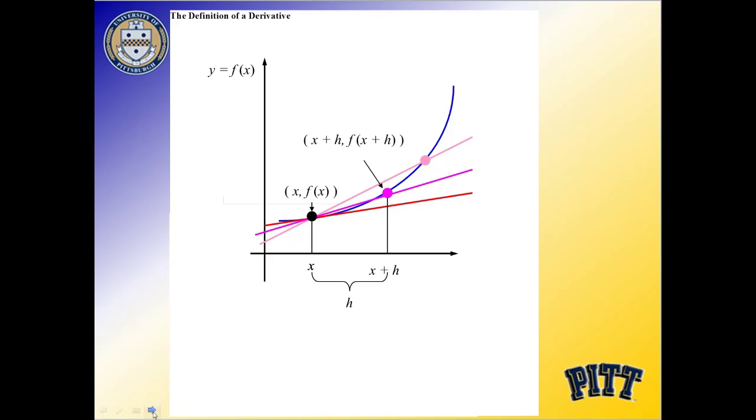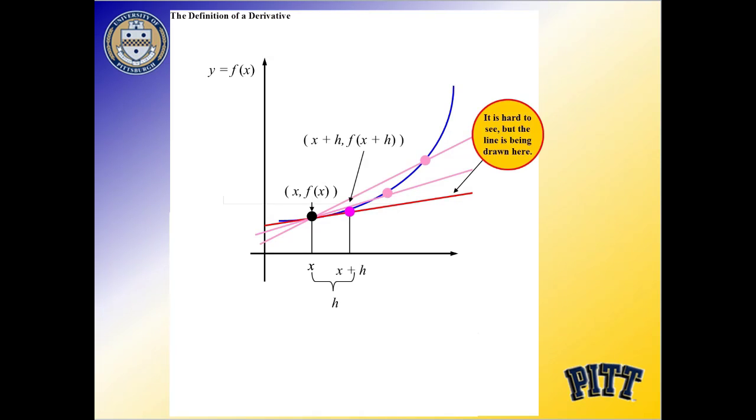And if I make that distance h shorter yet, it's hard to see here, but the line is going to be drawn here. If I make that distance even shorter, the slope gets closer and closer, until that pink line is getting closer and closer to becoming the same slope and the same direction, basically overlapping that red line.